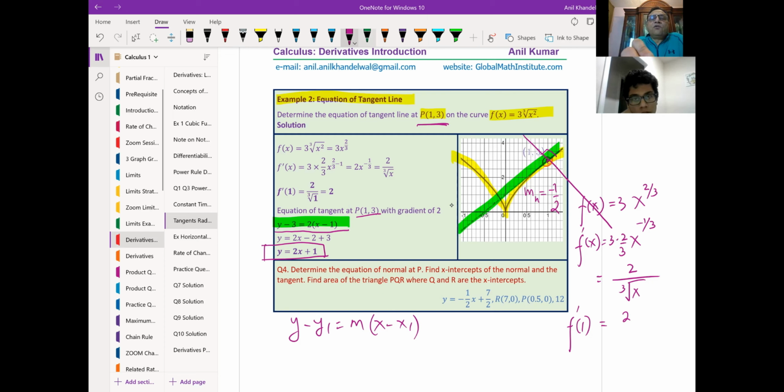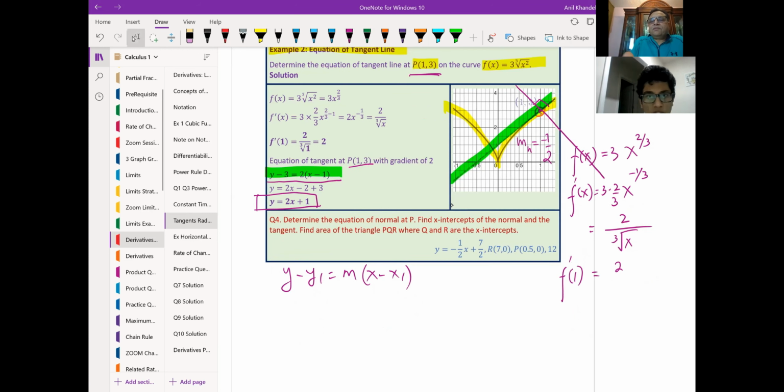What do they mean by normal? Perpendicular. Okay. So how do we find a perpendicular to the line? The slope of the normal, or perpendicular, will be the negative reciprocal. Instead of 2, it will be minus half, correct?